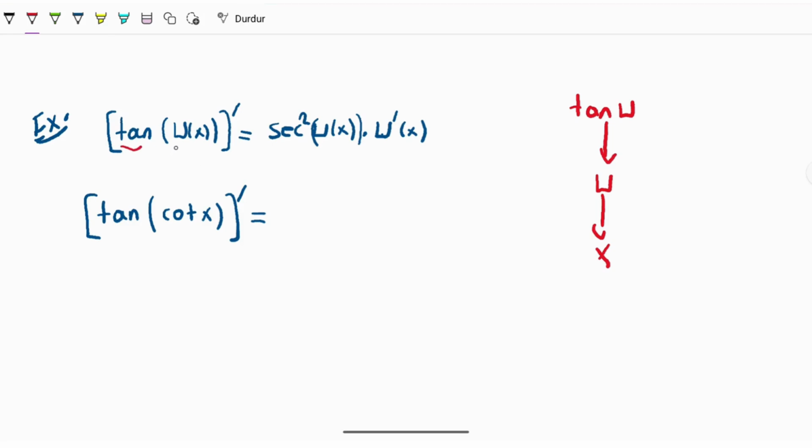The derivation of tangent of u of x is 1 plus tangent square u, or secant square u of x, times the derivation of u with respect to x. Let's consider this particular case. We write secant square, where u of x is cotangent x, times the derivation of cotangent x, minus cosecant square x.